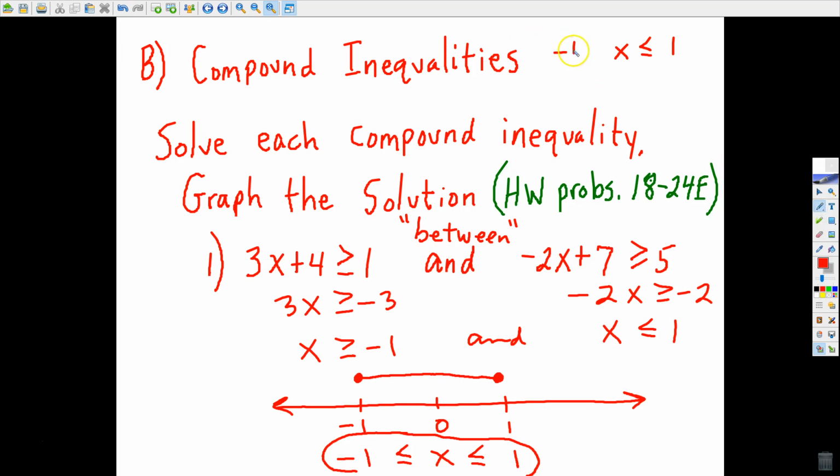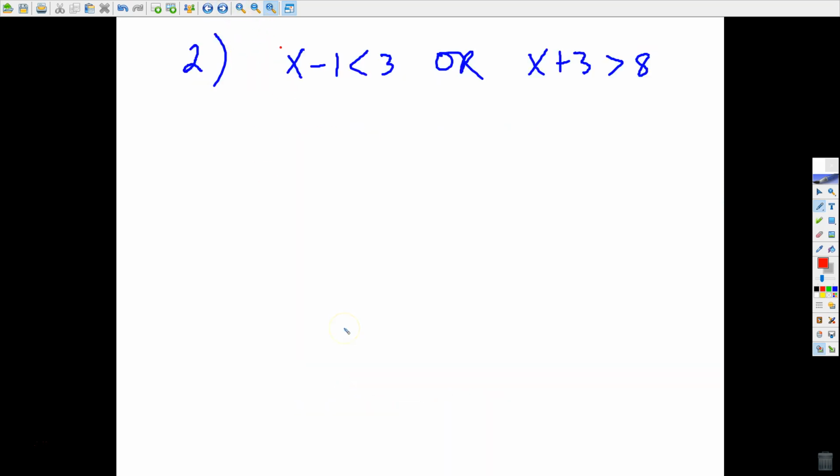And it might take a little getting used to, but we'll keep working on it. And this will help you for math classes down the road as well. So this is the and compound. It always, if there's a solution, it always looks like this. So now let's look at some or compounds. We're almost done. Hang in there.